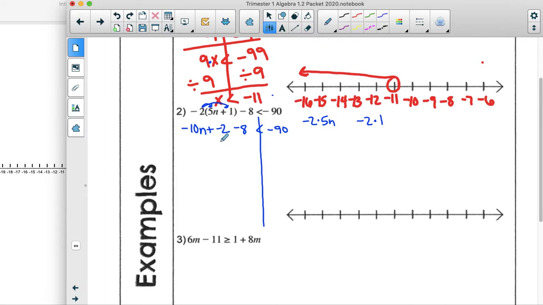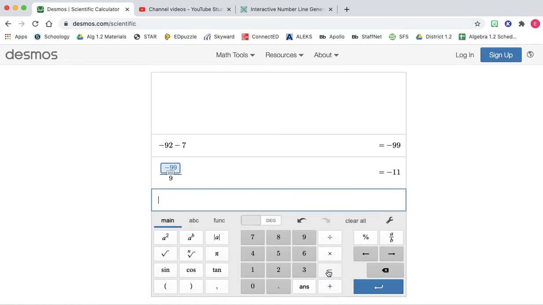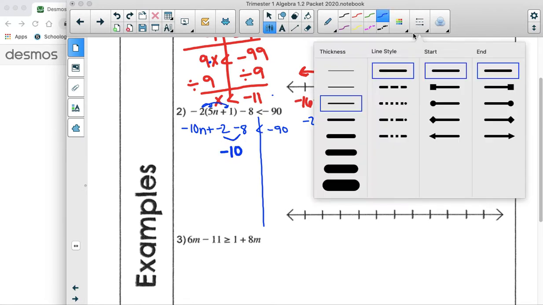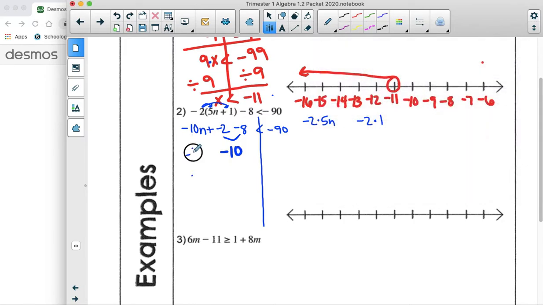Okay, I have 3 parts here. Normally when we have 3 parts, that generally means 3 parts, only 1 variable. We need to combine something. So we're going to combine the negative 2 and negative 8 because those do not have variables. They're just numbers. Okay, and we can use Desmos. Negative 2 minus 8 is negative 10. So this is actually going to be negative 10 here. Okay, so we get negative 10n plus negative 10 is less than negative 90.